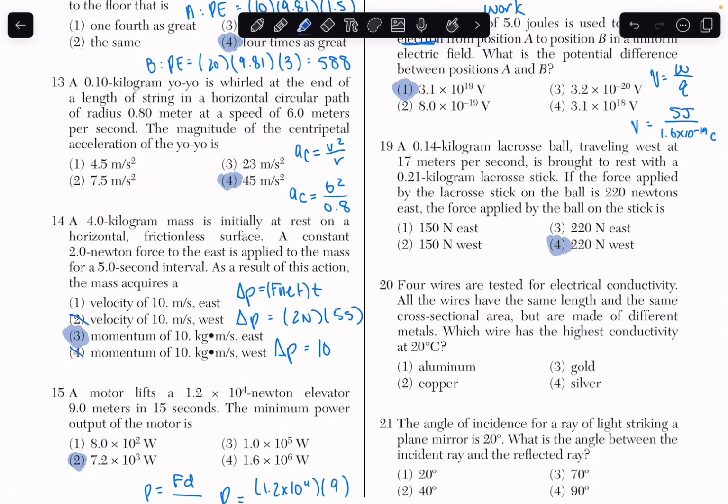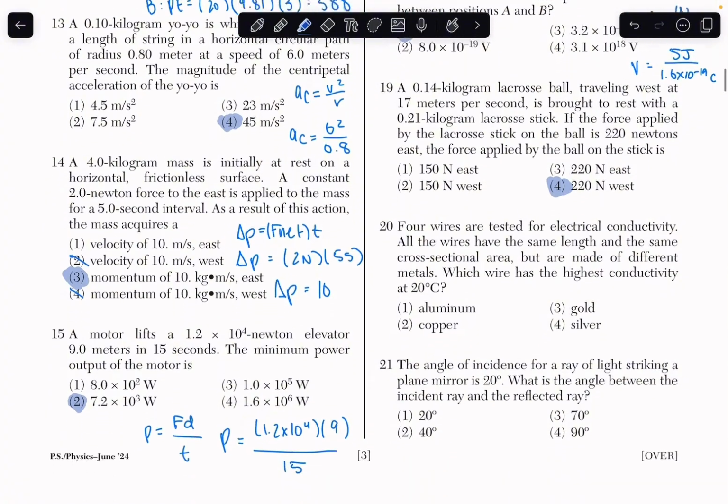So let me explain this question. This is just an easy concept because remember Newton's third law. Every action always has an equal and opposite reaction. So the force applied by the ball on the stick is equal to the 220 newtons the stick applied on the ball. And since the reaction is opposite, it should be 220 newtons west, which is opposite to east.